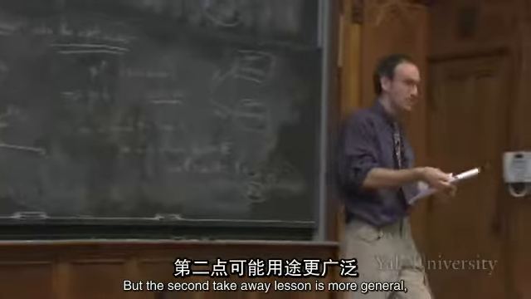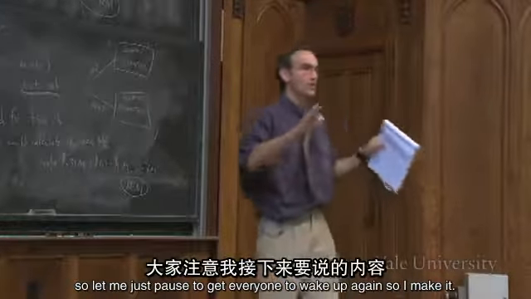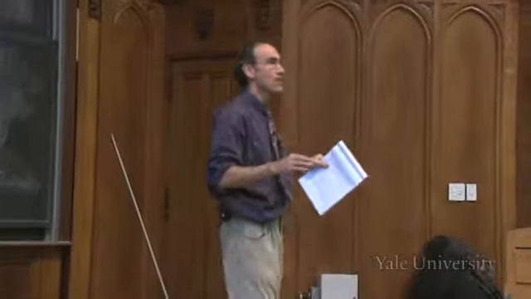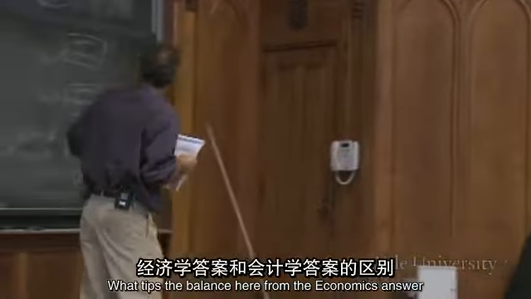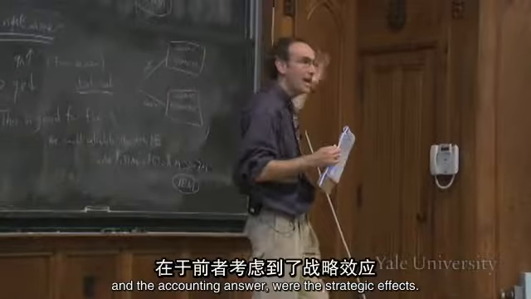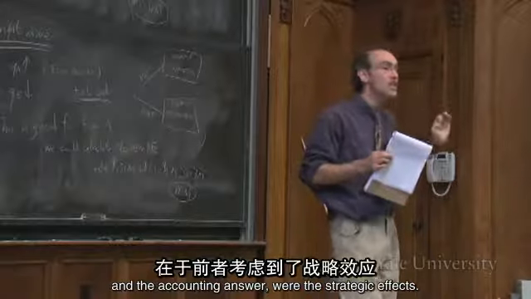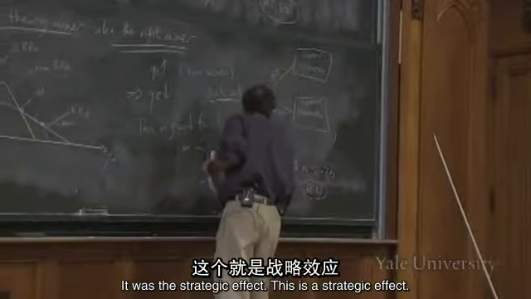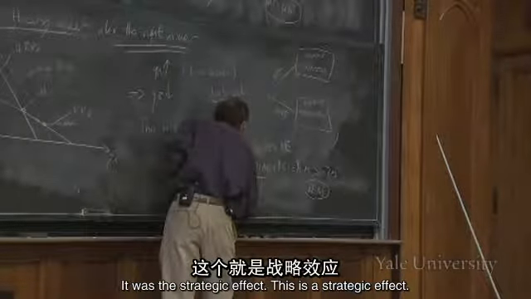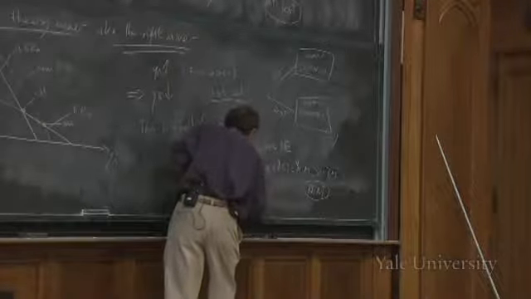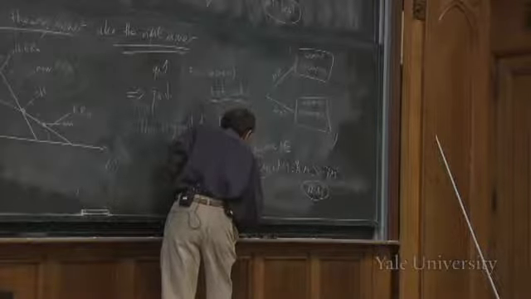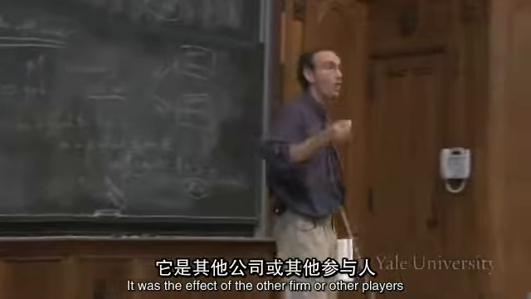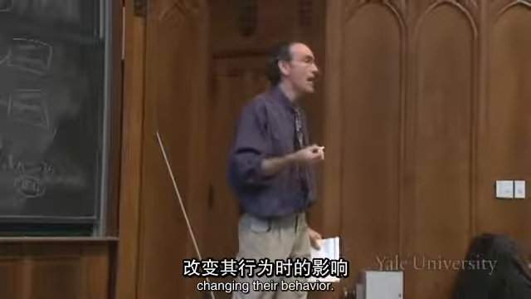But the second takeaway lesson is more general. So let me just pause and get everyone to wake up again so I make it. The second takeaway lesson is this. What tipped the balance here from the economics answer and the accounting answer were the strategic effects. It was the strategic effects. This was a strategic effect. It was the effect of the other firm or other players changing their behavior.